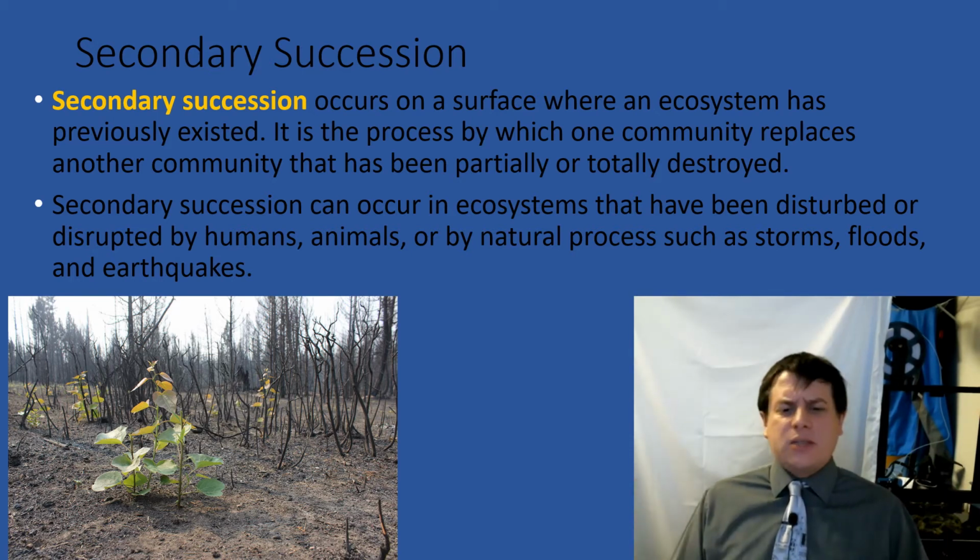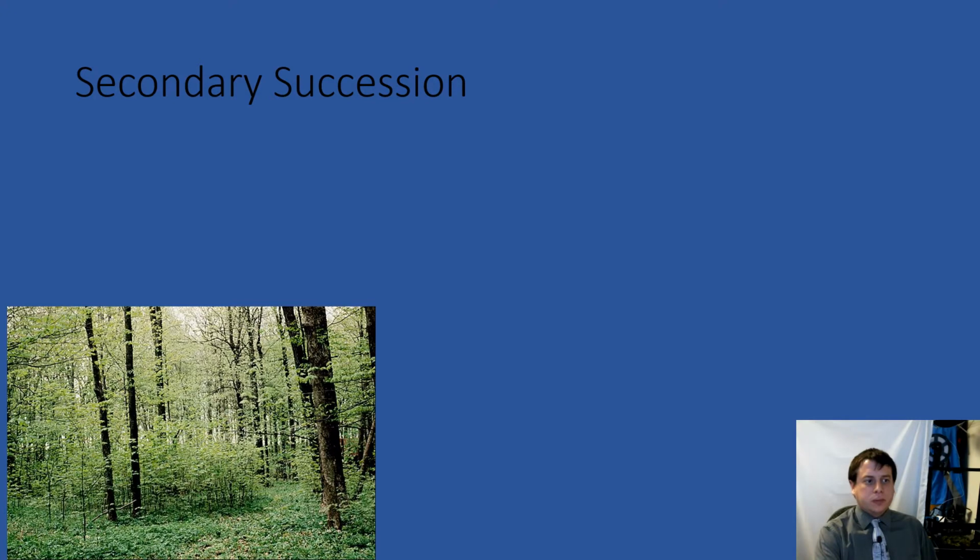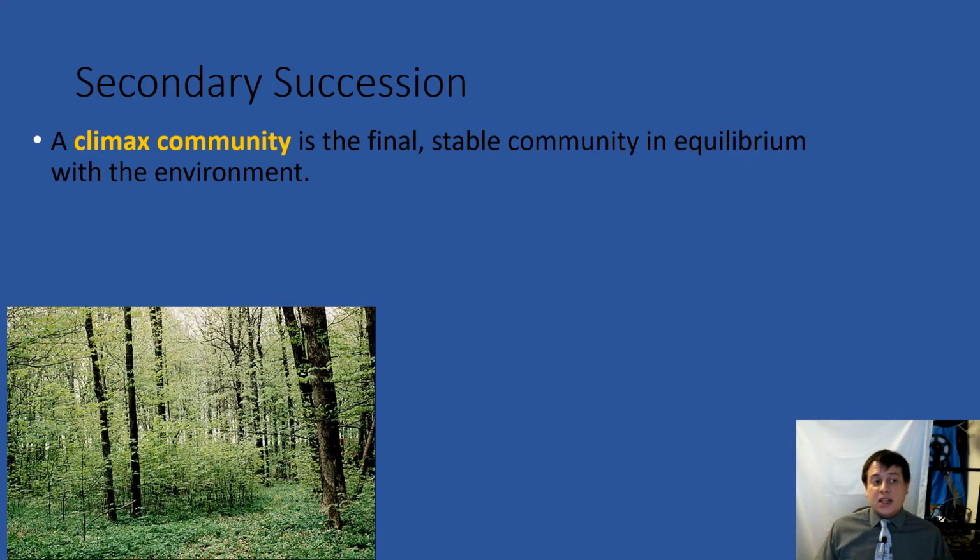And then what is a climax community? Well, that's the community at the end. So a climax community is the final stable community in equilibrium with the environment. So right over here, what I've got is a picture of an oak forest. The oak forest in this state is essentially what it's going to be. And this can actually develop into something even called an old growth forest.